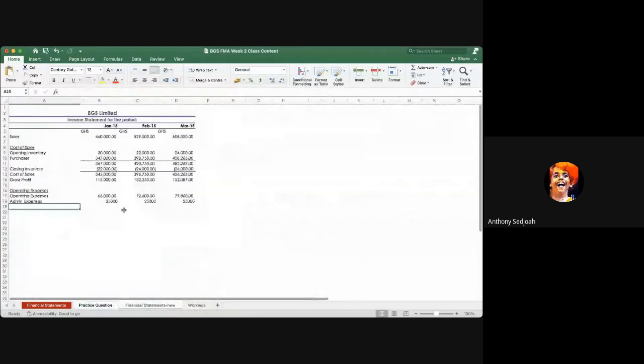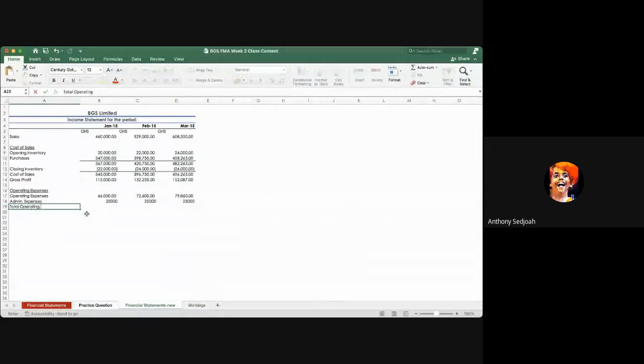Okay, so total operating expenses should be this plus this, and we drag to the right. I can see that the admin expenses doesn't have the same format. So I'll use the format painter once again to apply to the end. And then the total operating expenses is the addition of the first two. So I'll bring the top format, the top border over there, like this.